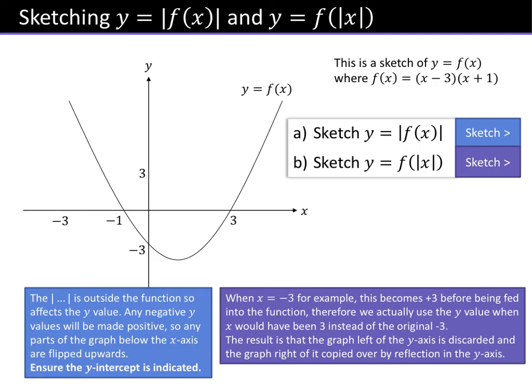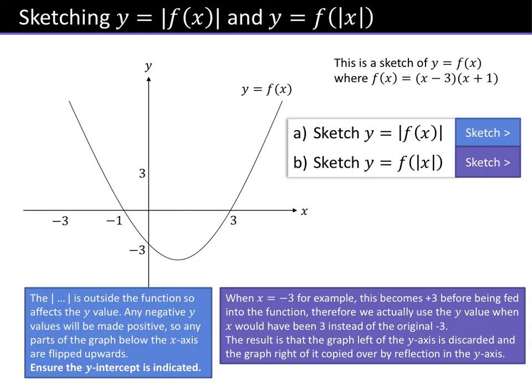Okay, so sketching the modulus of a function. f of x, and then sketching where the modulus of x. So there's a difference between sketching y equals the modulus of f of x and sketching y equals f of the modulus of x. So first of all, if we think of the modulus of the whole function, that means we have to take the positive. So in this case, if this is f of x, if I take the positive of everything, this is actually going to be like this.